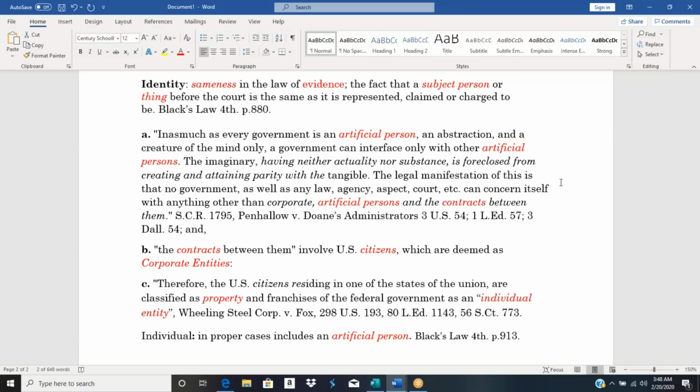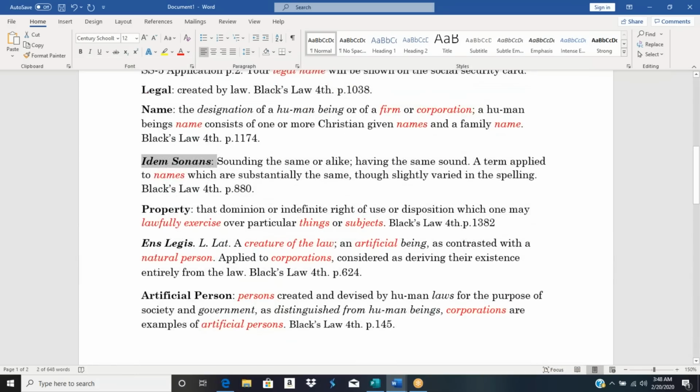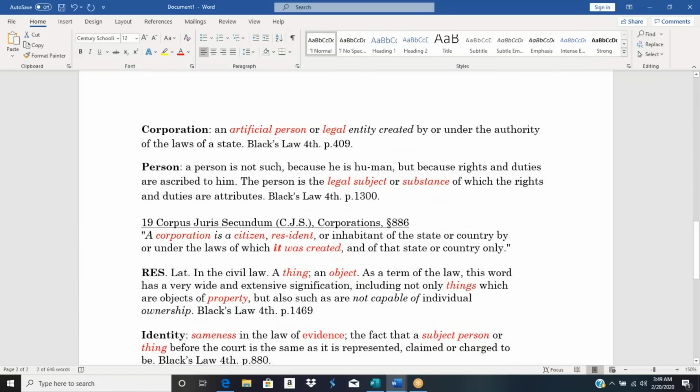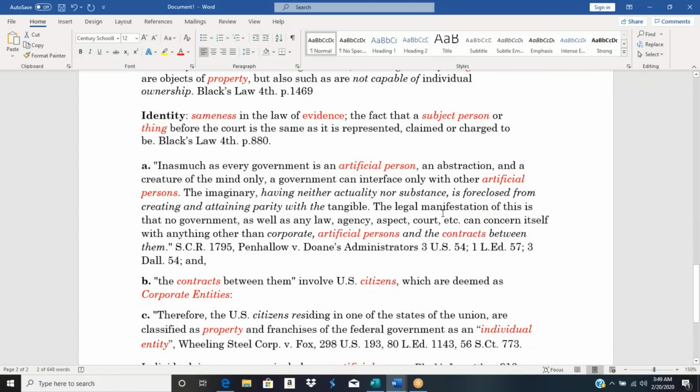The contracts between them involve U.S. citizens, which are deemed corporate entities. Corpus Juris Secundum, subsection 883 or 886, whatever it is. A corporation is a citizen. Okay, this is what they can deal with. So one more time, the legal manifestation of this is that government, as well as any law, agency, aspect, court, etc., can concern itself with anything other than artificial persons and the contracts between them.